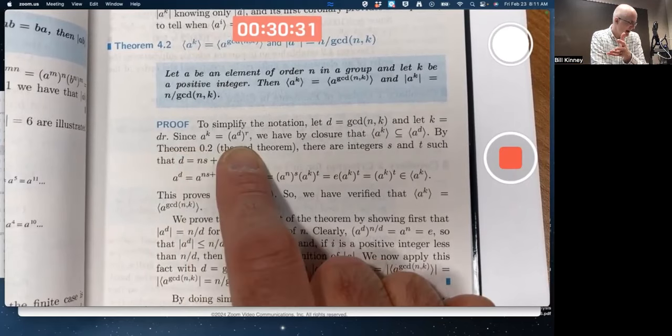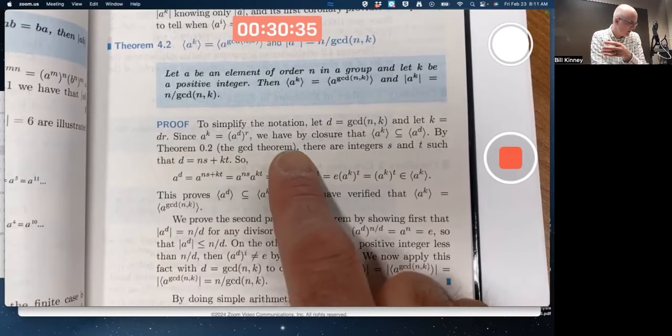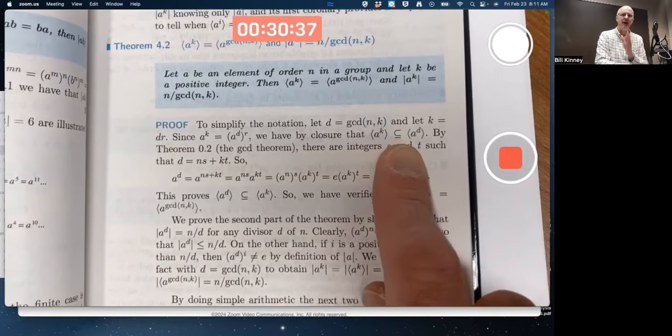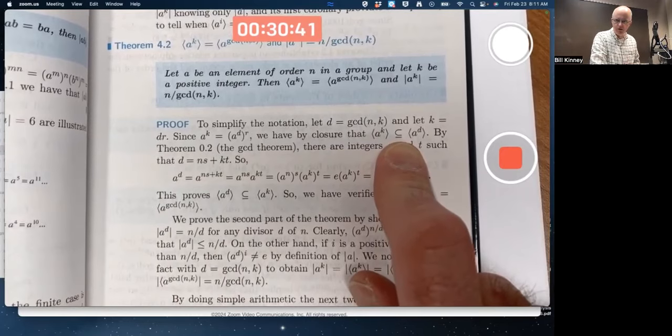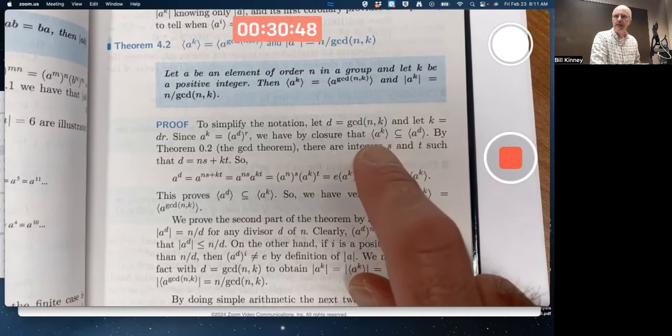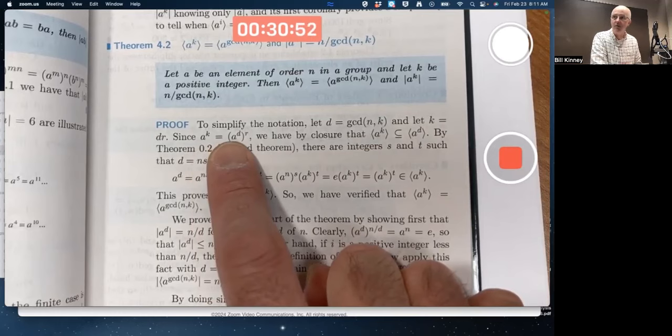Since A to the K equals that, that's a property of exponents, and just using that last equation, we have by closure that this is true. That's probably the first kind of challenging thing to think about there. The author is claiming this inclusion, this set is a subset of that, follows from this fact right there. Why? Always ask yourself why.